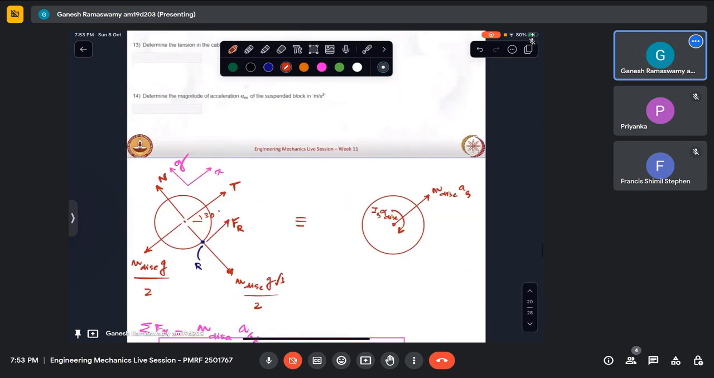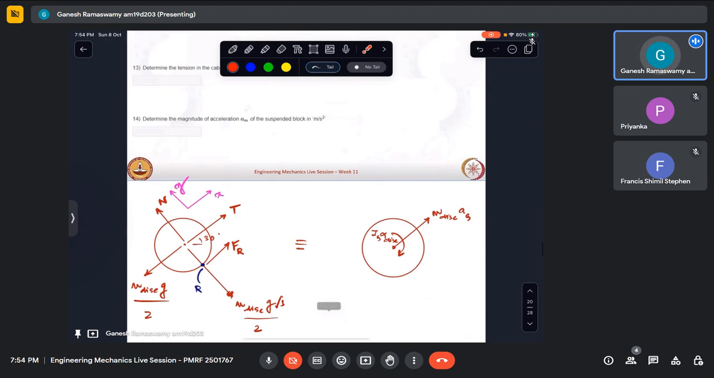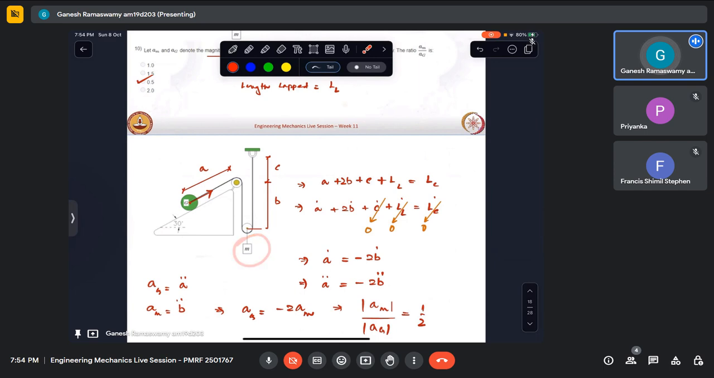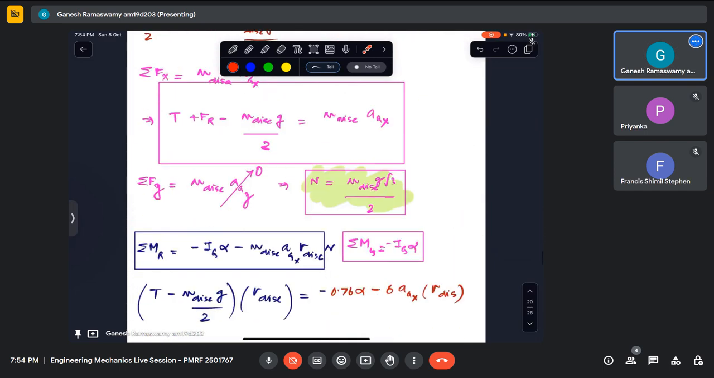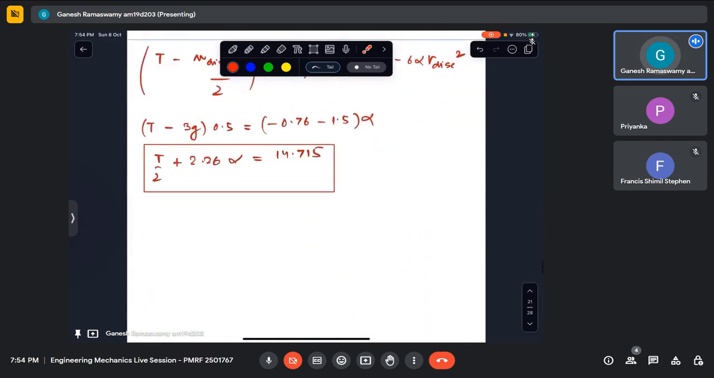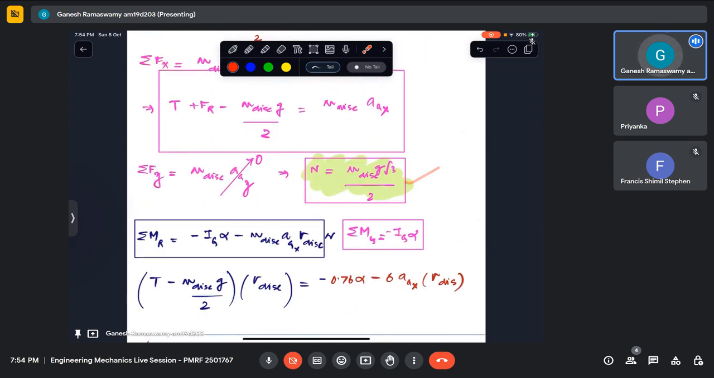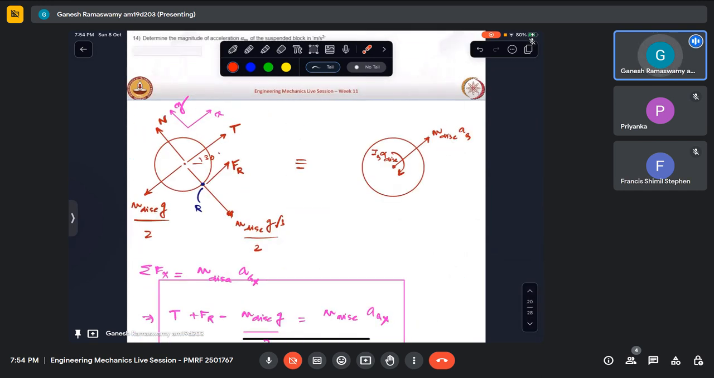How many unknowns are there? We know tension is an unknown, friction is an unknown, Ag is an unknown, magnitude of Ag is an unknown, and then acceleration of that mass which is suspended is also an unknown. So have we exhausted all the three equations for this? This comes from moment, these two, this comes from force, this also comes from force. So we have done our analysis with respect to the disk.